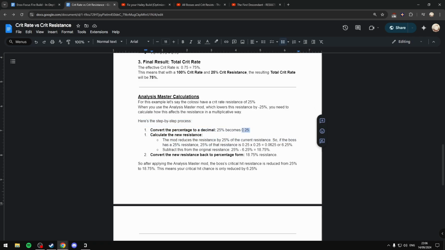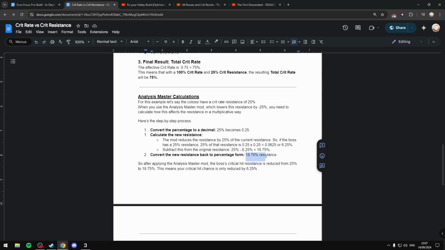25% becomes the decimal of 0.25, and the mod reduces the resistance by 25% of the current resistance. So if the boss has 25% resistance, 25% of that resistance is 0.25 times 0.25, and we get both of these numbers from the mod and the resistance, which gives us 0.0625 or 6.25%.